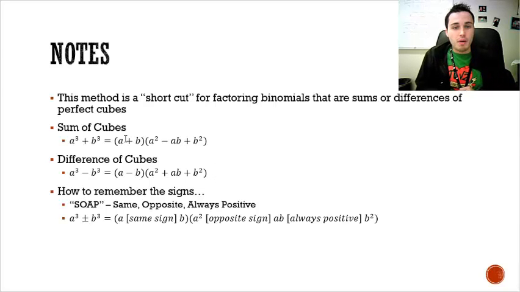There is a way to help remember the signs. SOAP is a little mnemonic to help you remember the signs within this big mess of a formula. SOAP stands for same, opposite, always positive. That refers to the signs. Whether it's a sum or a difference of cubes, the first sign is always the same sign. So if it's plus, then this is a plus here. Same sign.